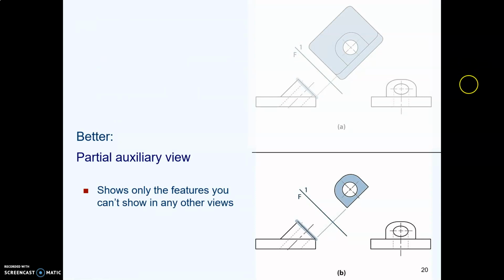A better solution is to draw something known as a partial auxiliary view. And here is this same part on the bottom of the slide, where now we are only drawing an auxiliary view of that inclined surface that we couldn't show accurately in any other view. So notice we have not projected lines from all these other corners. We've just projected lines from that one inclined surface.